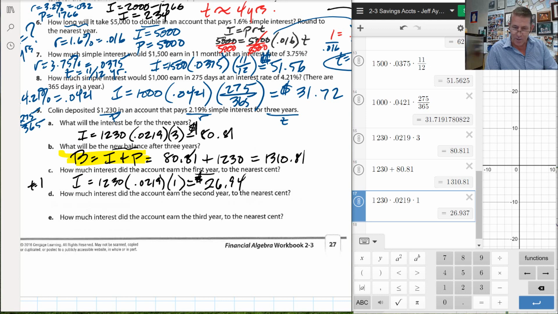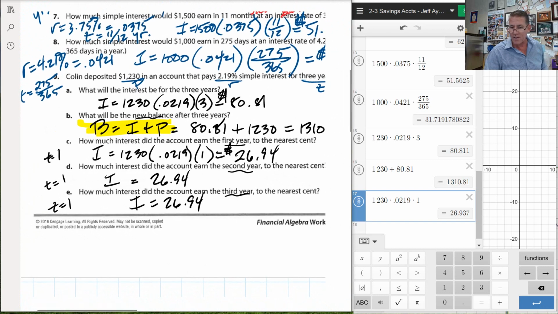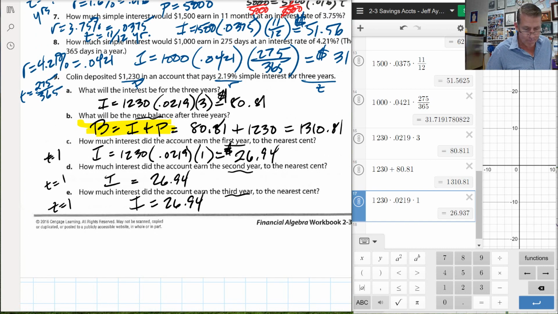Okay, there's your interest. And then how much interest did it earn in the second year? Well, every year it's the same. So in the second year, t equals 1 again. So the interest is the same. It doesn't say over 2 years, it says in the second year. So this is $26.94. And then in the third year, well, t equals 1, right? Because we're dealing with 1 year at a time, so the interest would be the same. And this is the case for every simple interest account. The amount that you earn per year, if left untouched, is going to be the same over time.